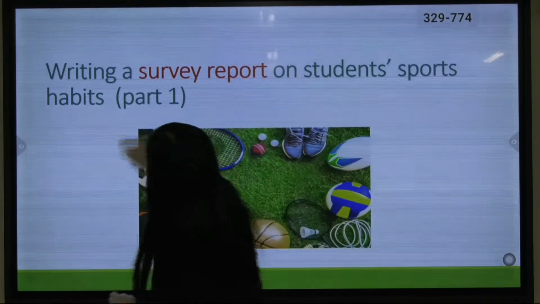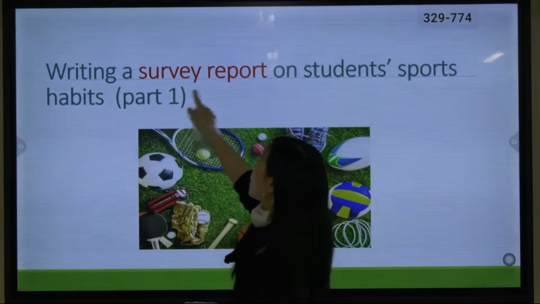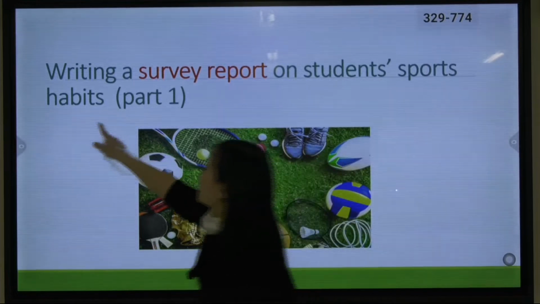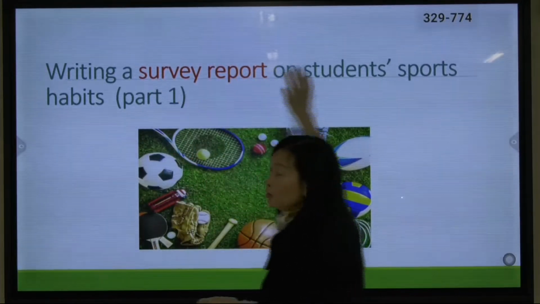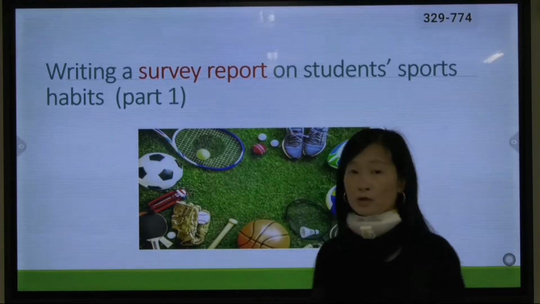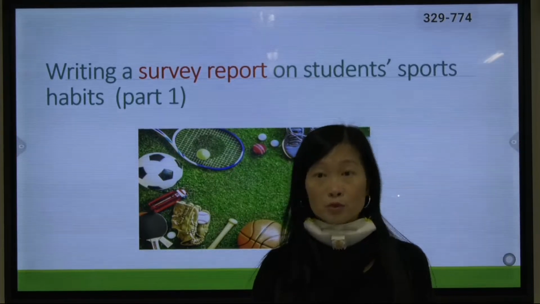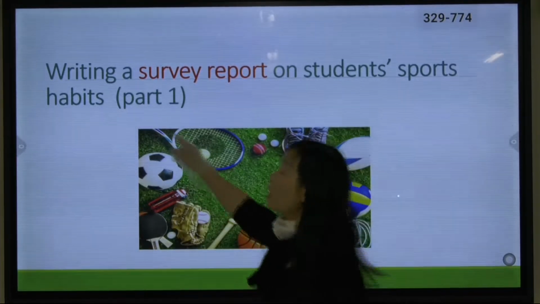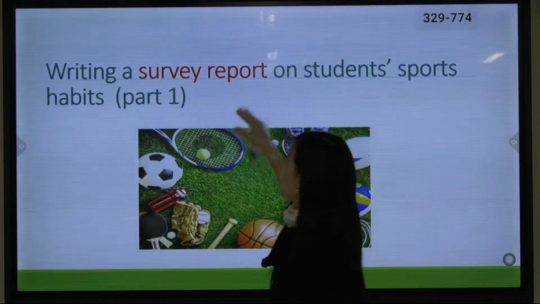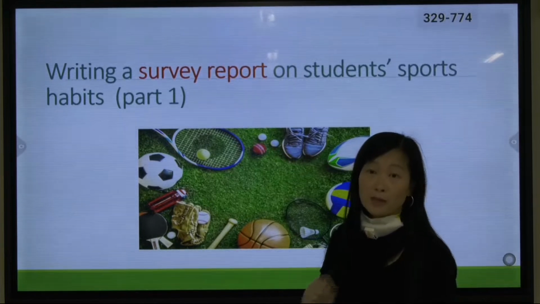So we're going to write a survey report on students' sports habits. Part 1 is very long, so don't worry. For this tutorial, I will only do the first part with you. So this is part 1. We will prepare ourselves for writing the report, and then next week, we're going to really write it down.